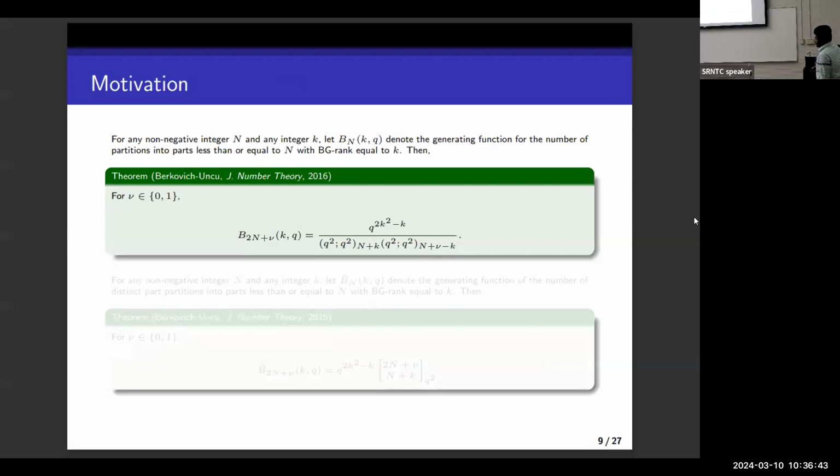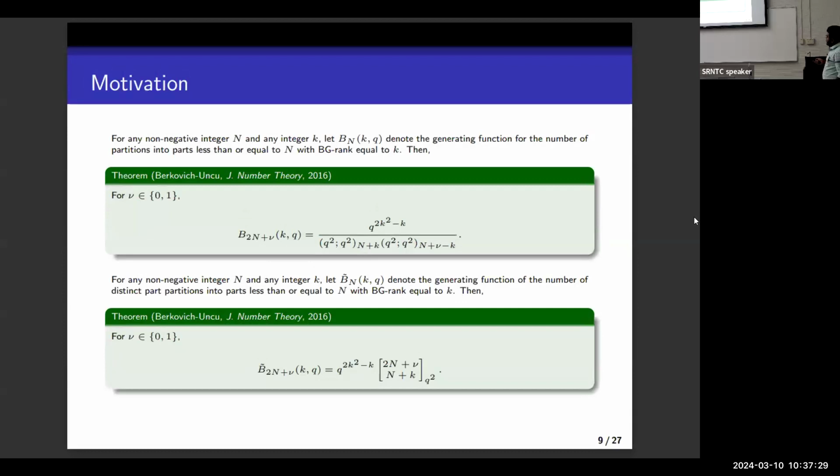Okay. So the motivation of my talk today comes from two identities of Berkovich and his former PhD student Ali Uncu. They consider the generating function for the number of partitions into parts having largest part at most n and fixed BG rank equal to k, which they call B_{n,k}(q). And they showed in 2016 that for nu in 0 and 1, B sub 2n plus nu, k of q is this nice looking generating function, where in the numerator you have an exponent of q, which is 2k squared minus k, and in the denominator you have the product of these two q squared Pochhammer symbols, where q squared is the base, with bounds on the number of parts being these two.